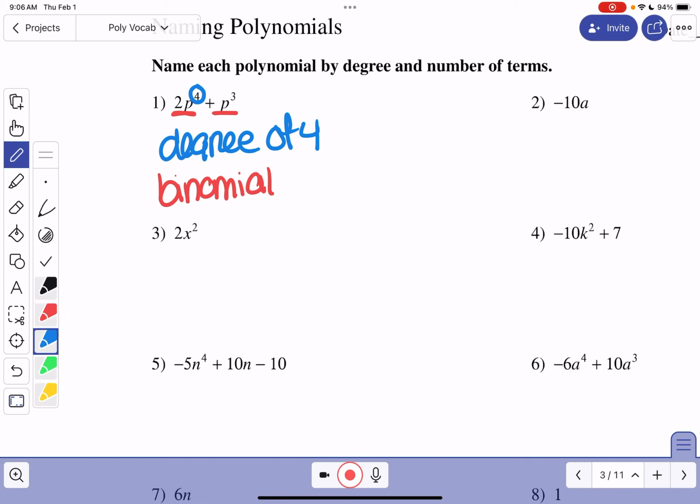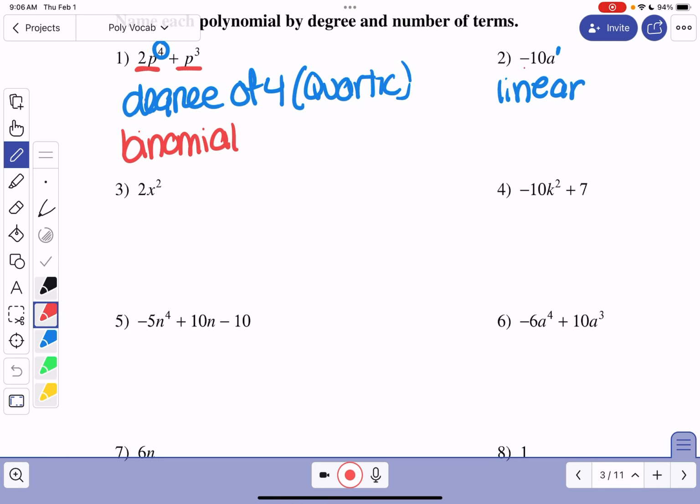Let's look at number 2. The highest exponent would be a 1, so it's linear. Degree of 4, I'm going to go back real quick. Quartic is the word you could have used. This one's linear, degree of 1. And then there's just the 1 term, so it's a monomial.